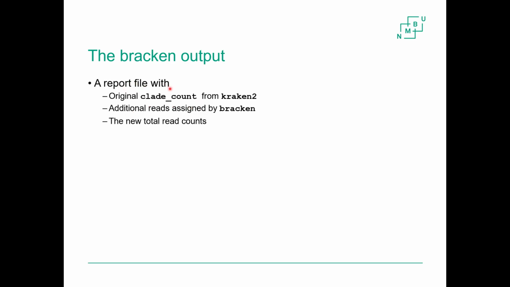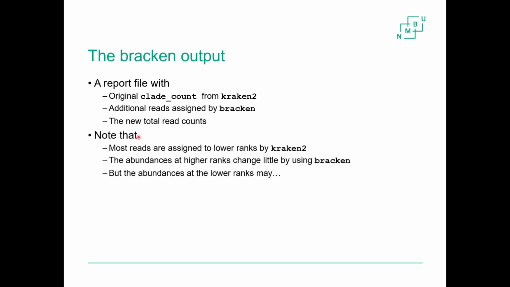So what is the output from Bracken then? Well, again, it's a report file with a sort of a table in it. And the original clade counts that were in the Kraken 2 results are also displayed in this result table. And then it also displays how many additional reads were now assigned to each species. And then, of course, the total count by adding the original to the added ones, which is the final abundance estimate for that species.